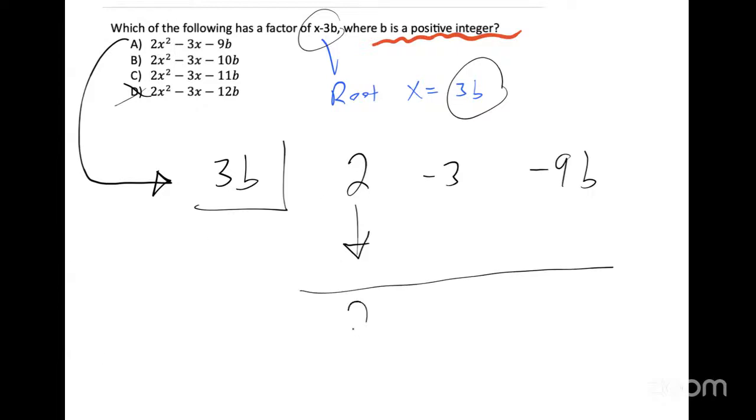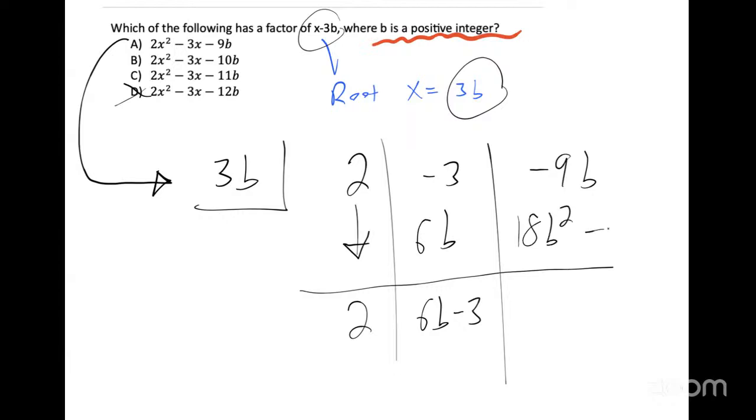So bring it down. 2 times 3b is 6b. Add straight down, 6b minus 3, because those are not like terms. They can't be combined. Now 6b minus 3 times 3b, that's 18b squared minus 9b. And now when we add straight down, we'll have 18b squared minus 18b.